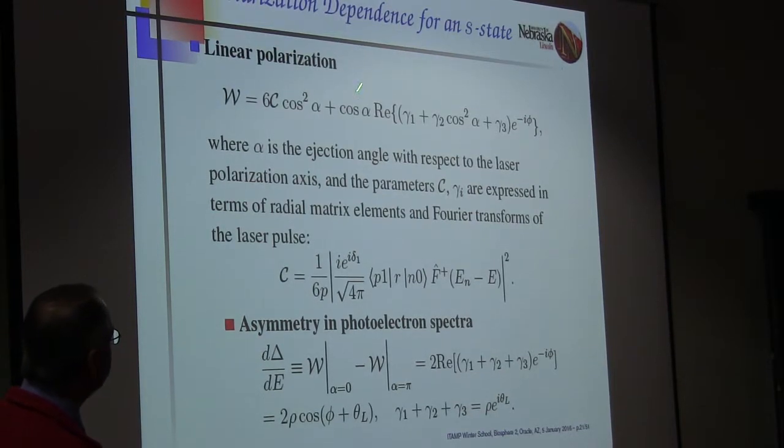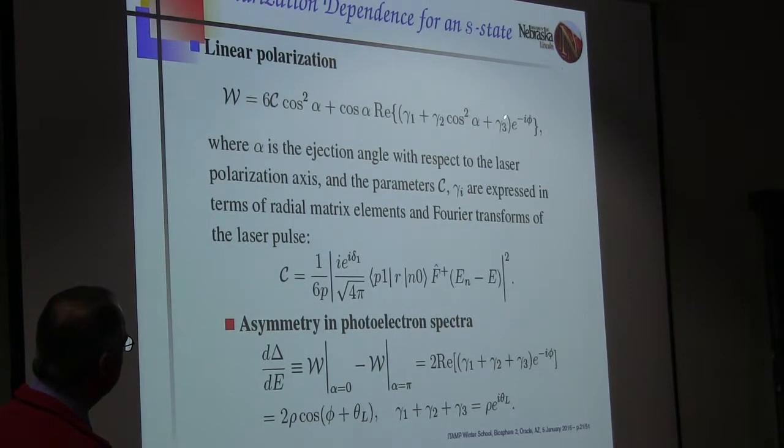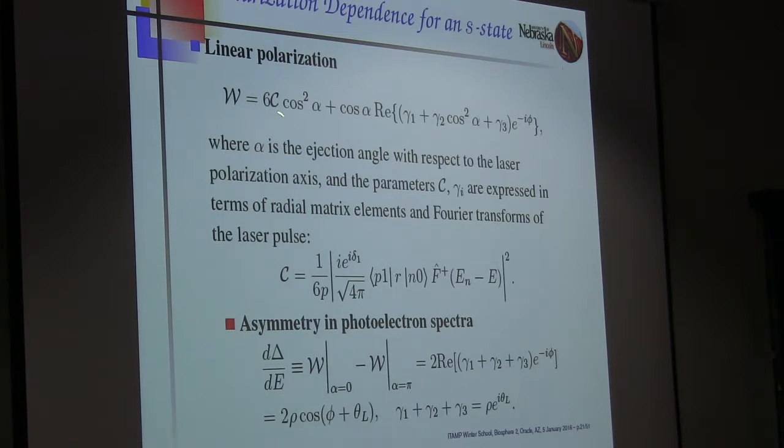Cases. For linear polarization, this is what you have, and where these are the dynamical parameters. Alpha is the angle between the outgoing momentum and the direction of linear polarization. This C is the total cross-section here.